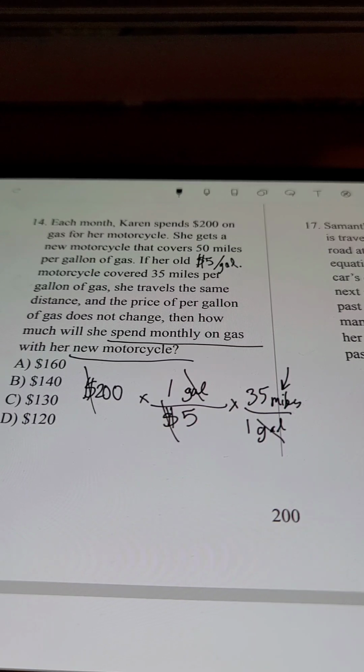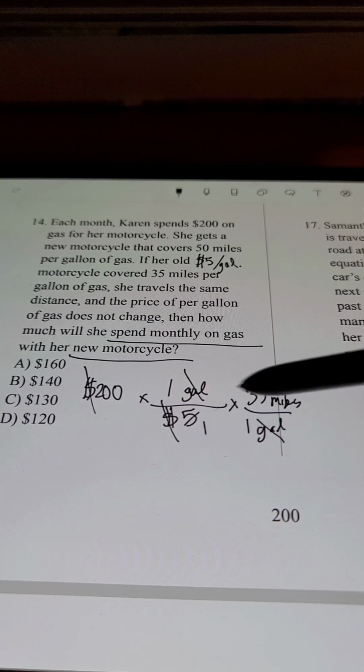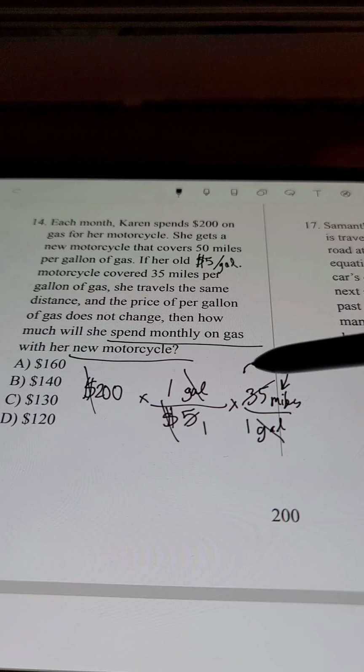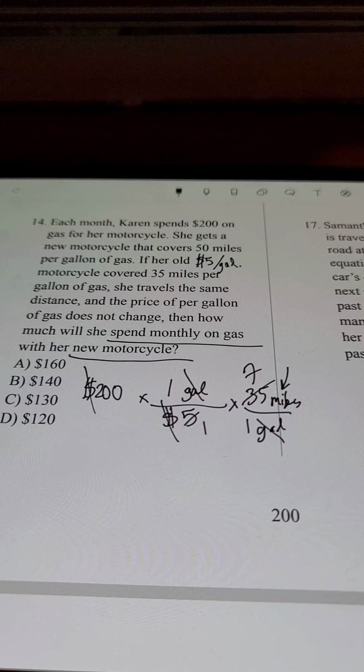So then you're going to do 200 divided by 5 times 35. You could also say 5 goes into 5 one time. It goes into 35 7 times to save yourself some work. So it's just 200 times 7, which would be 1,400 or 1,400 miles.